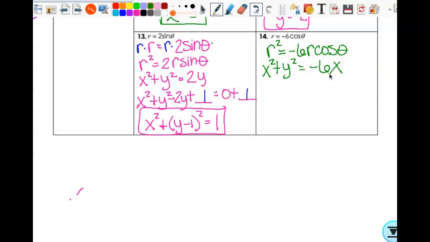So this time I'm going to have to complete the square on x. Y is fine because it's just y squared. So this is going to give me x squared plus 6x plus something I decide on plus the y squared equals 0 plus whatever I added on one side, because whatever I do to one side, I have to do to the other. So you finish this one up.